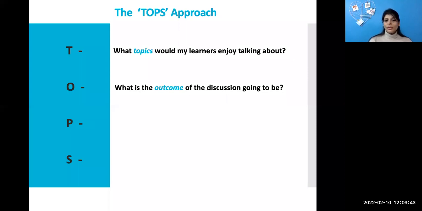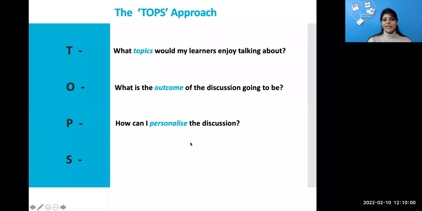So we will be looking at a few examples of realistic outcomes in a bit. But yes, having an outcome in place is really important when it comes to setting up a group discussion. The third element is personalization.